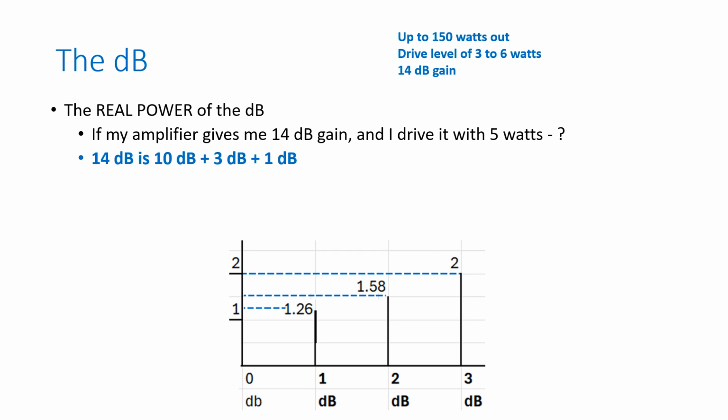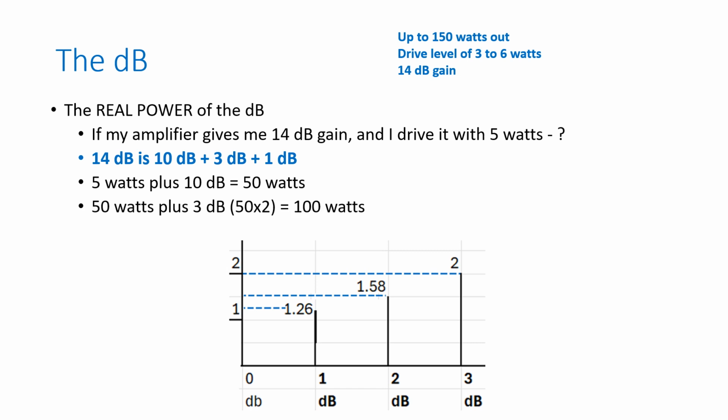Well, 14 is 10 dB plus 3 dB plus 1. So 5 watts is going to hit the 10 dB and become 50. Then the 50 will hit the 3 dB, and that's double, right? So that's 100 watts. The last dB is a 1.26 power ratio. So we multiply 100 times 1.26, we get 126 watts.